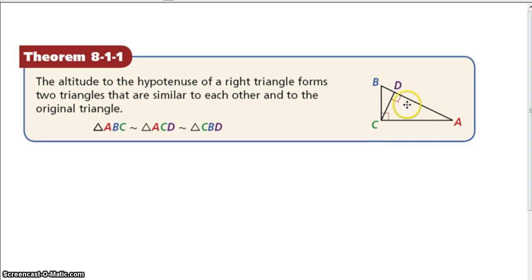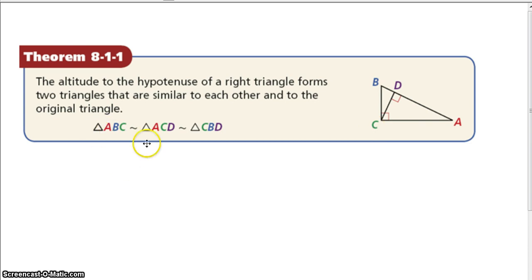When we have this scenario, we find that the two triangles that are formed by this altitude, the little triangle here, BCD, and this medium-sized triangle, CDA, right? They are similar to each other, and they are similar to the original triangle ABC.